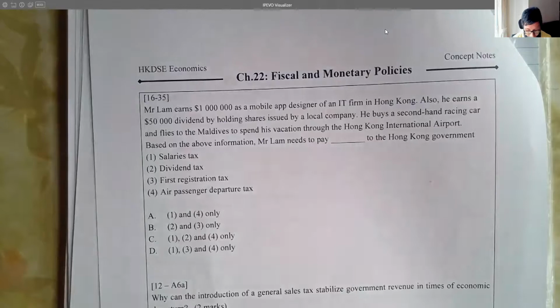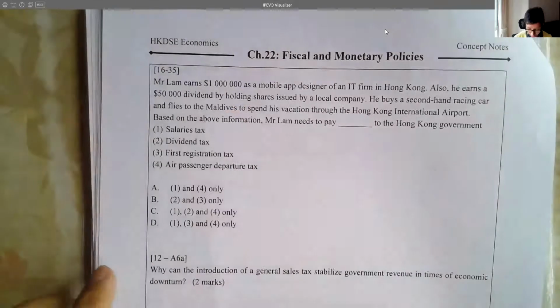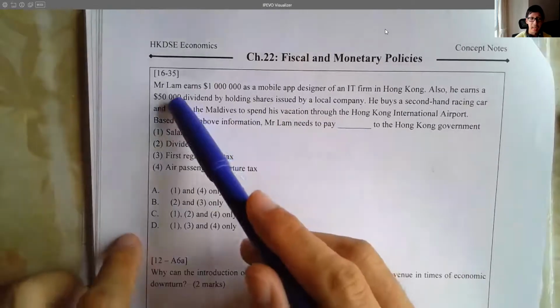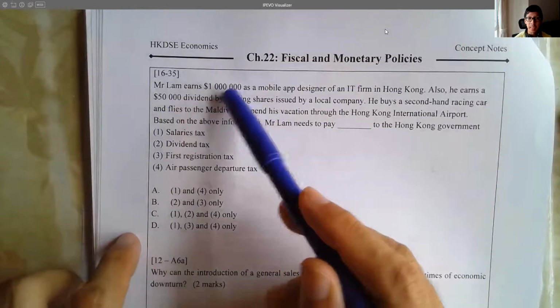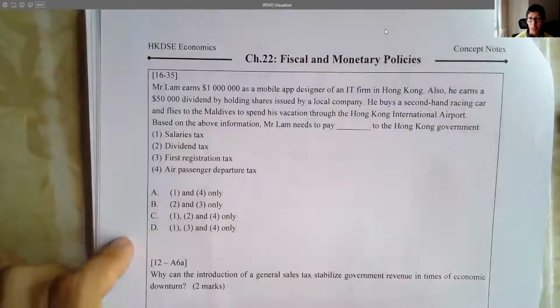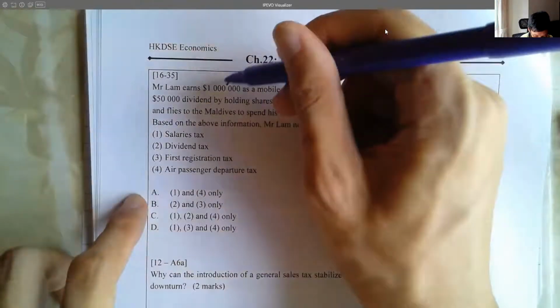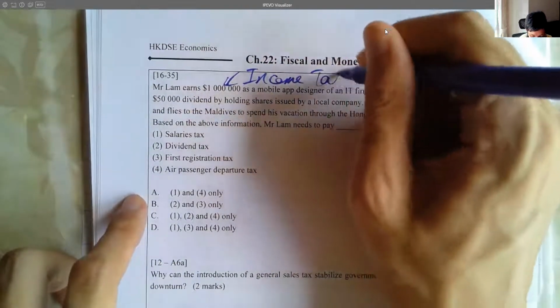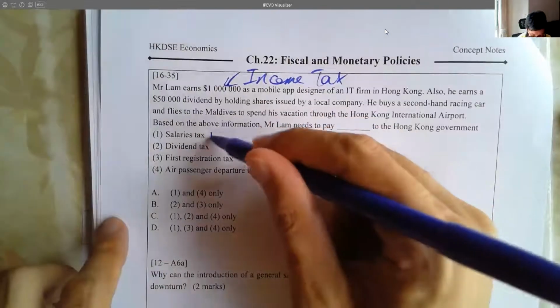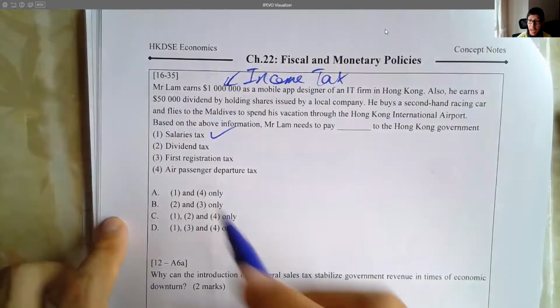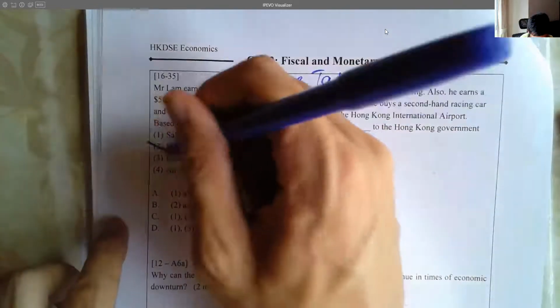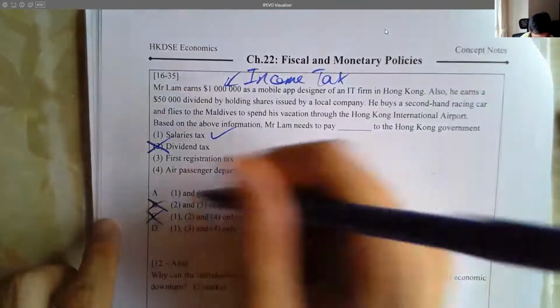Now next one. Here it asks, Mr. Lam needs to pay what kind of tax here? Now, Mr. Lam earns this amount of money in an IT firm in Hong Kong. So here, yes, this amount will be subjected to income tax. So salary tax. Number two, whenever you see dividend tax, right? Hong Kong, do we have dividend tax? No. Number two, it's wrong.